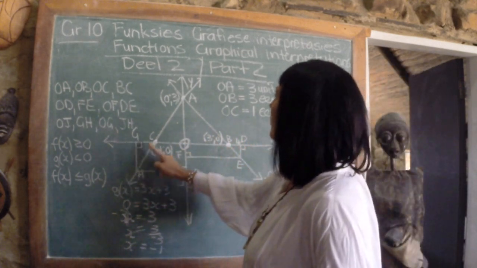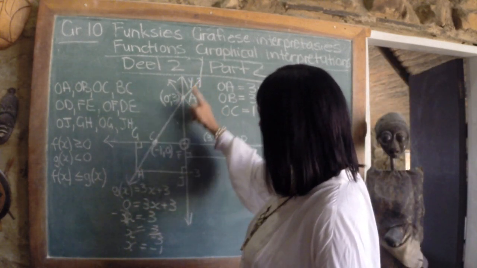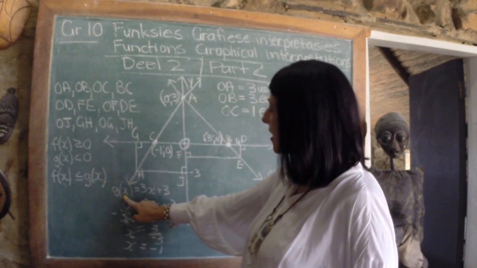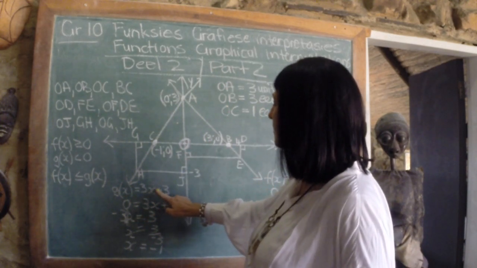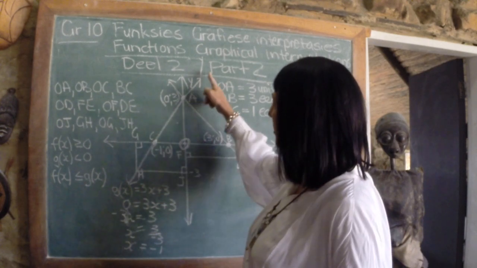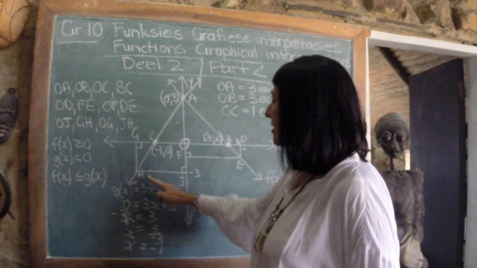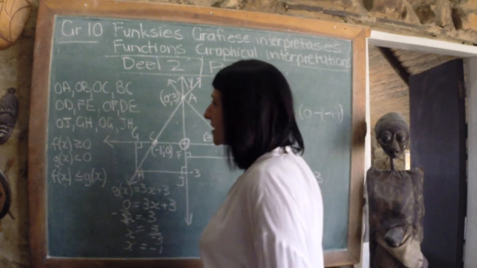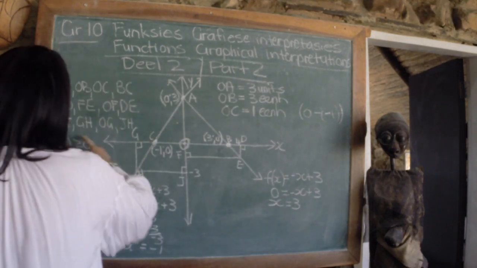Die ander funksie waarna ons kyk is hierdie reguit lyn. Sy naam is gx is gelyk aan 3x plus 3. Opdraande reguit lyn, the gradient equals 3. So the question is now, determine all these distances.